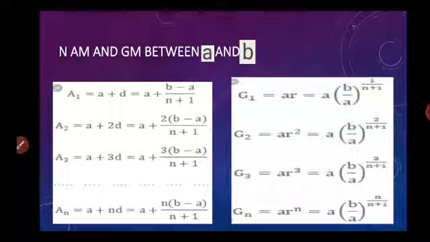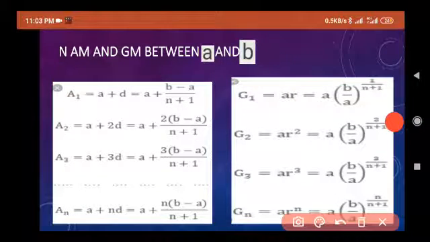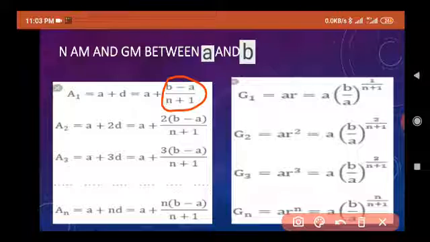Next is AMs and GMs between a and b. So how are we finding them? A1 is equal to a plus d, and d will be equal to (b minus a) divided by (n plus 1). Here (b minus a) upon (n plus 1) denotes d, the common difference. So if you multiply by 2, we get the second term, if you multiply by 3, the third term, and likewise the nth term also we can get.